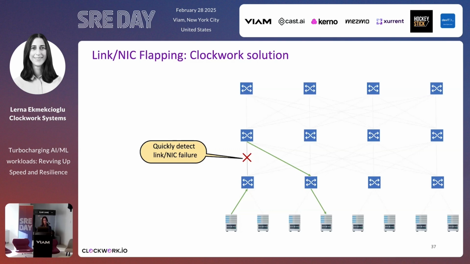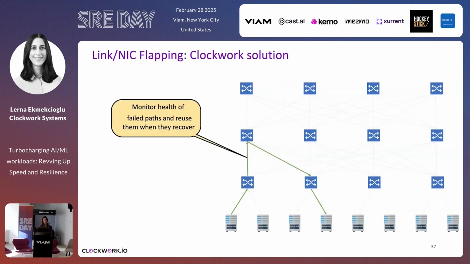If this link flaps, then it's severe, the whole job crashes. So we detect this failure and we shift the bytes to an alternate path. And because we're monitoring the health of the paths, as soon as that link recovers, we shift the bytes back so that all the NICs are again carrying data. And I'm gonna demonstrate this.